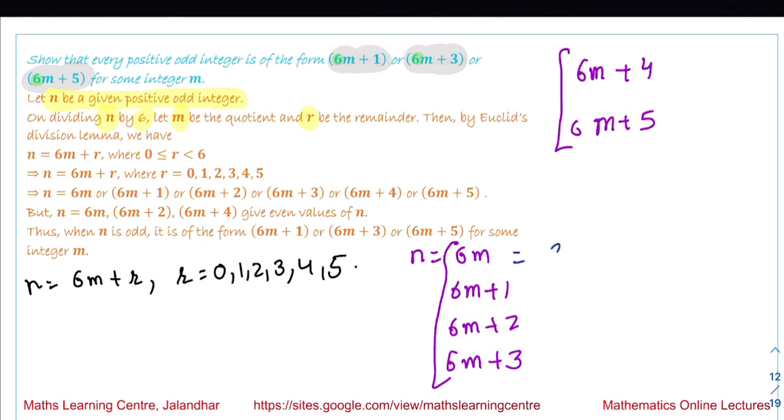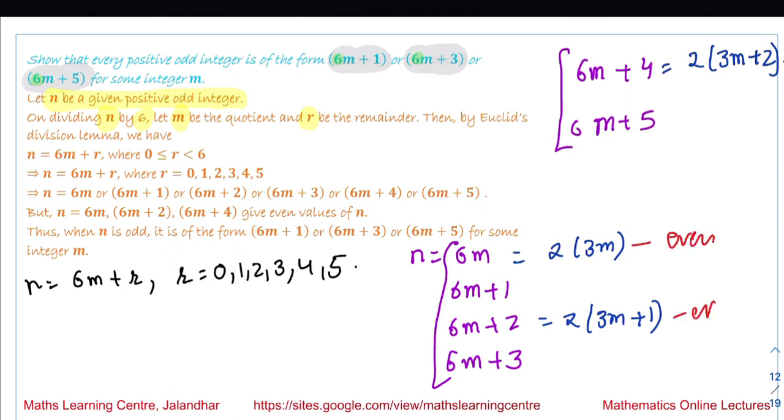Now this 6m can be written as 2 into 3m. This is 2 into 3m plus 1. This is 2 into 3m plus 2. So clearly these three numbers are even. So the value of n cannot be 6m, it cannot be 6m plus 2, it cannot be 6m plus 4.